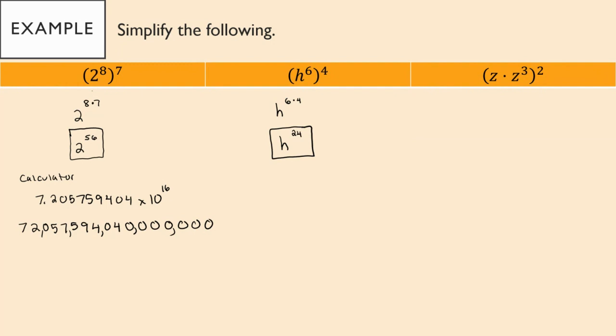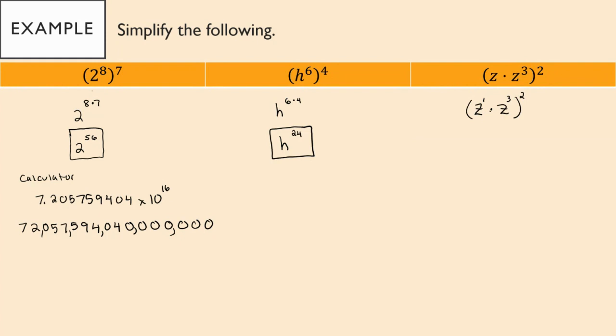Now this one on the right, it's basically got two steps. We have z times z cubed, and then squared. So we want to simplify inside because we're multiplying. Z, if it has no exponent, you can add an exponent of 1. So we can think of that as z to the 1st times z cubed, and then squared. So we can simplify inside.